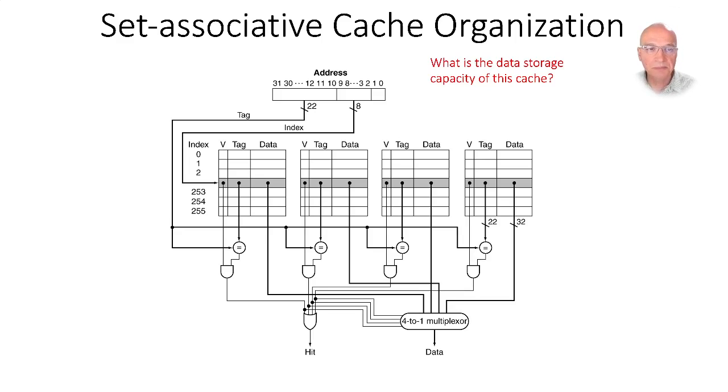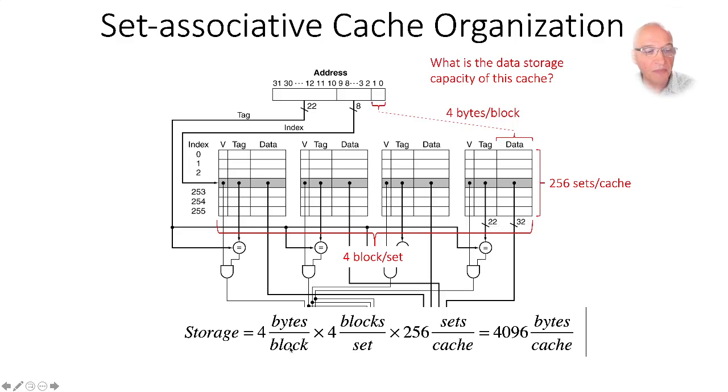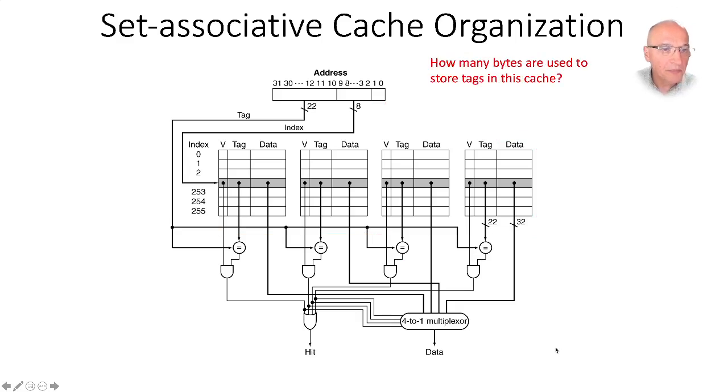So one of the questions is, what is the storage capacity in this cache? I can see by the number of bits in the offset that this is a cache that has 4 bytes per block. So it's a single word per block. And I can see that there are 4 blocks per set, and there are 256 sets. So the storage of this cache will be 4 bytes per block times 4 blocks per set times 256 sets per cache. So I have 4096 bytes in the cache, or this is a 4 kilobyte cache.